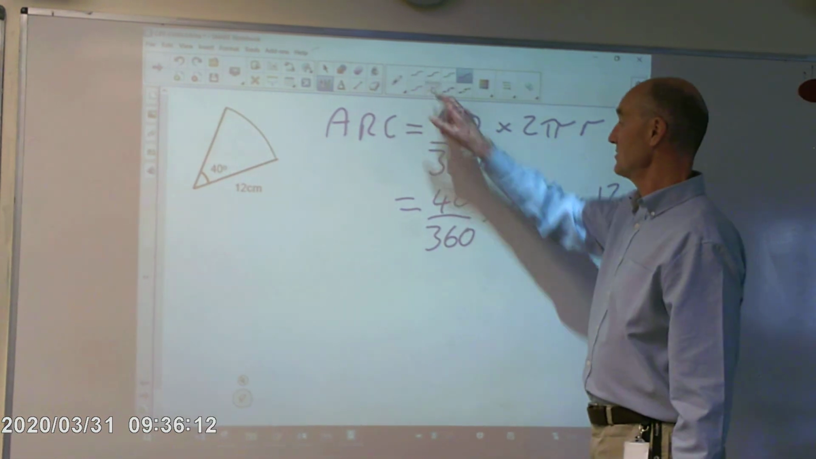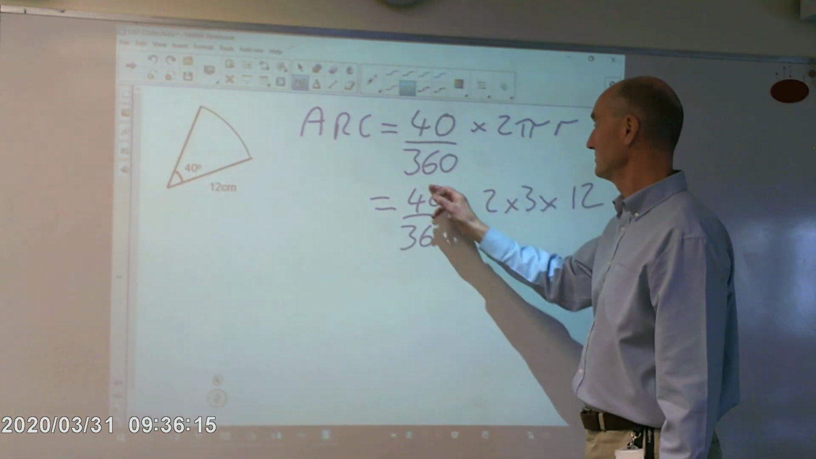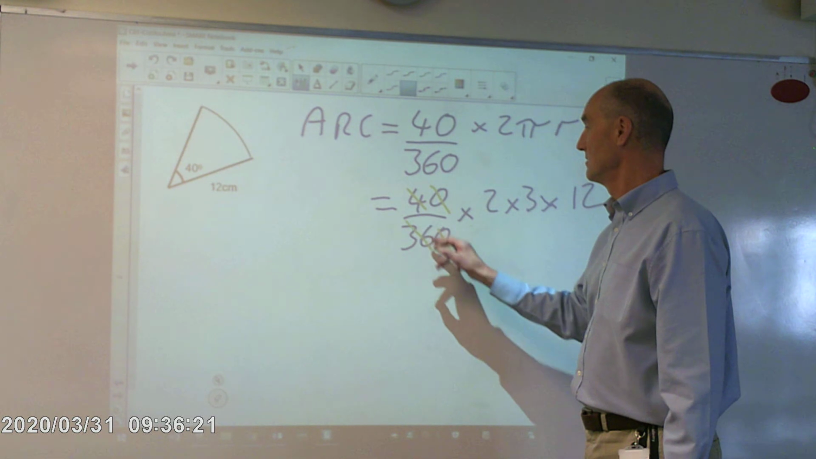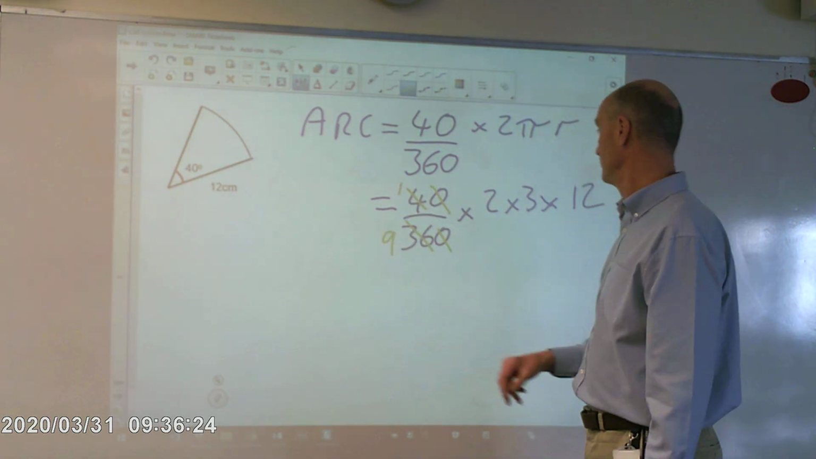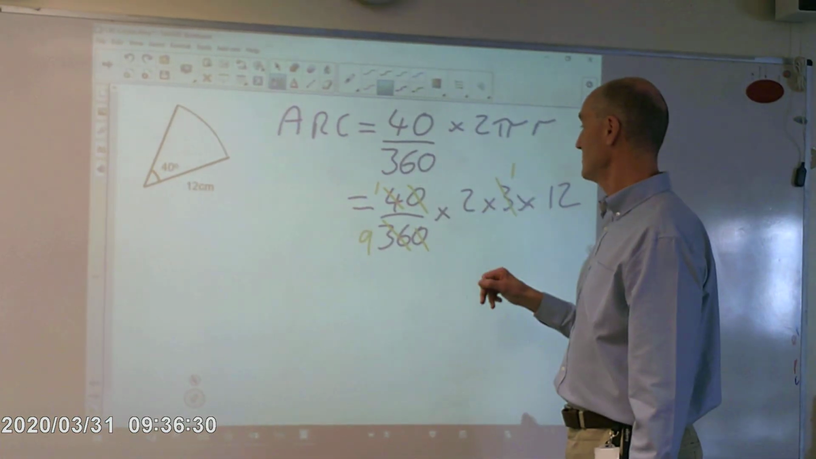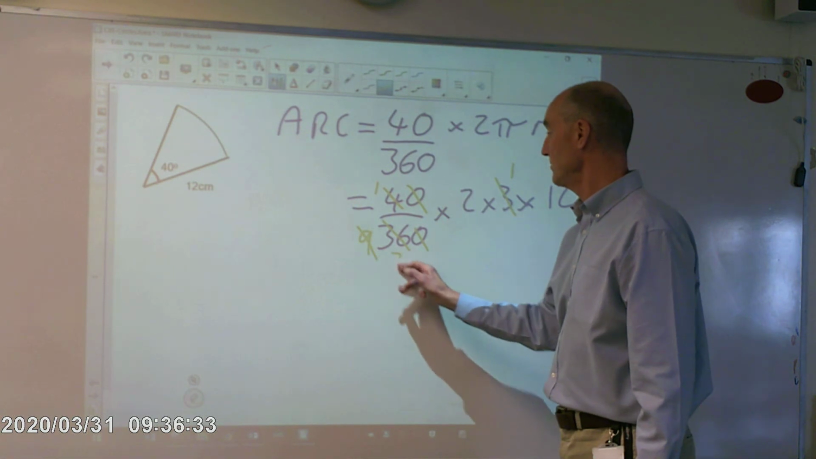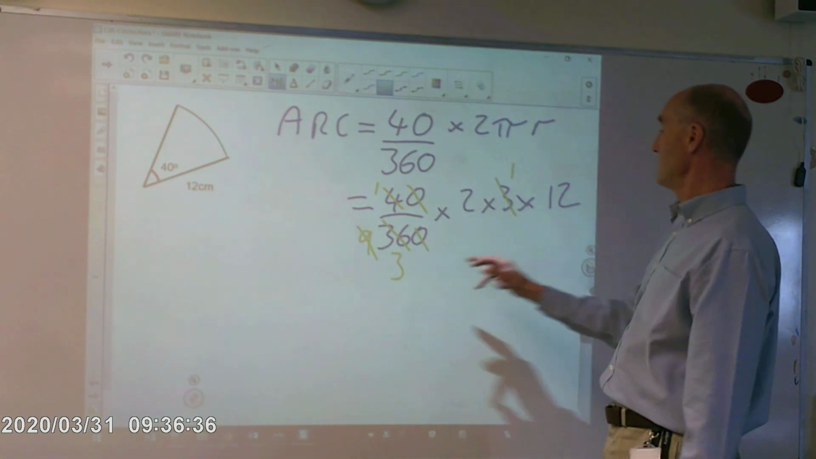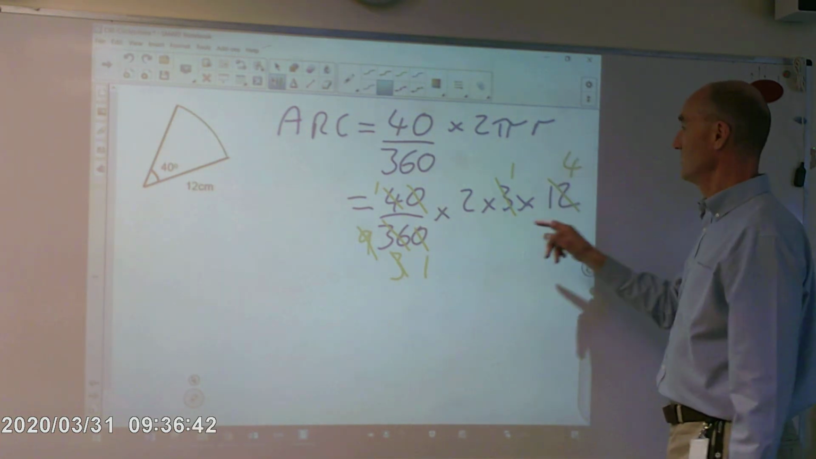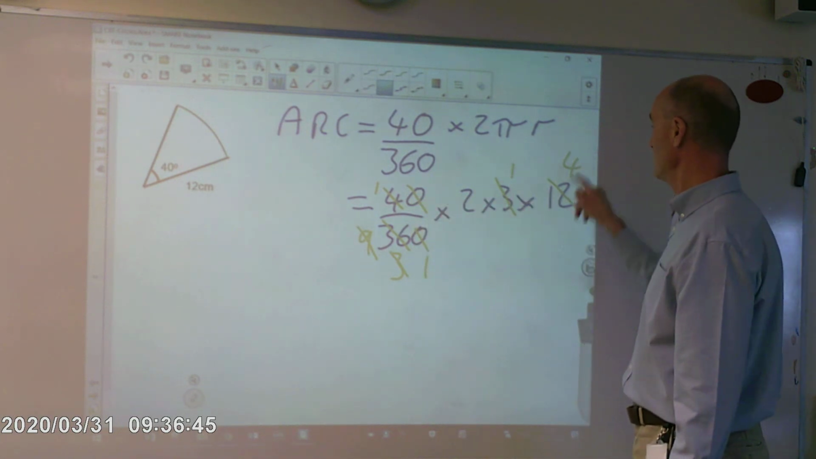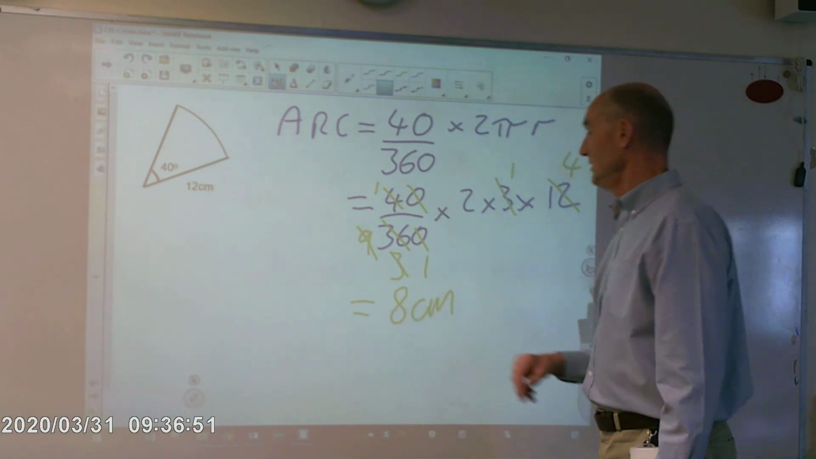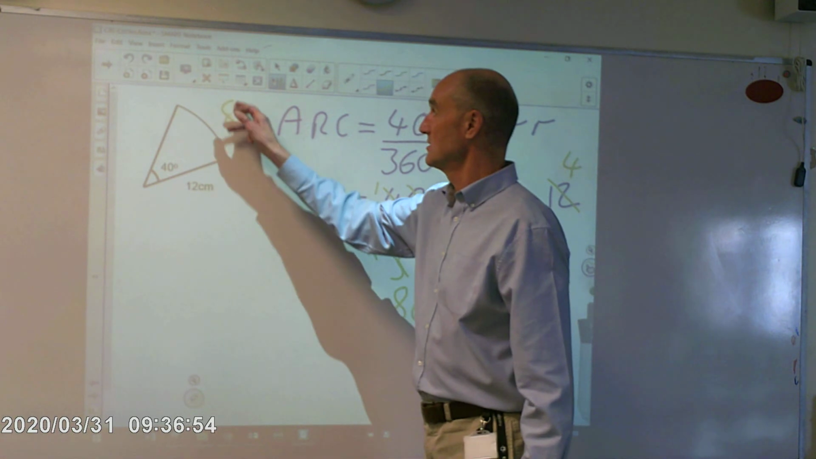Let's do some cancelling out to make the calculation easy for ourselves. 4 goes into 36 9 whole times. 3 goes into 3 once. 3 goes into 9 3 times. 3 goes into 12 4 times. So we're left with 2 times 4 equals 8 centimetres again. But that's the arc length. So this is 8 centimetres.